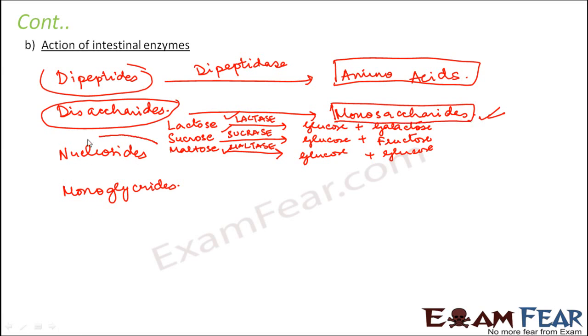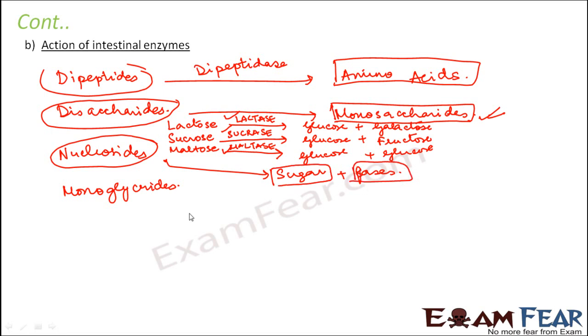Now is the turn for the nucleosides. Nucleosides contain sugar and bases. In the presence of an enzyme they get converted into the corresponding sugars and bases, which are again the simplest absorbable form. And the last one, monoglycerides, gets converted in the presence of an enzyme called lipase into fatty acids and glycerol.